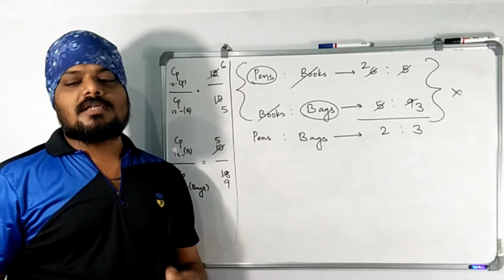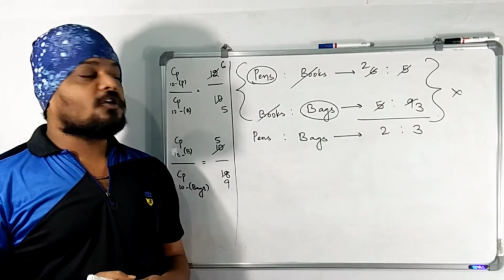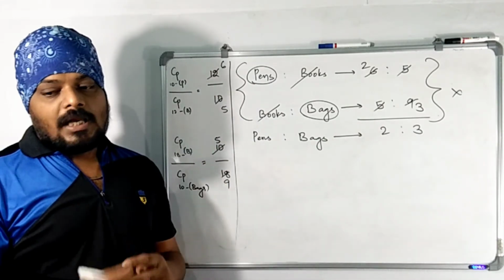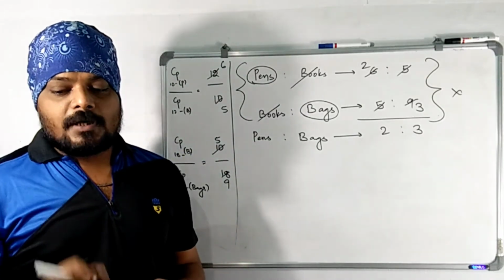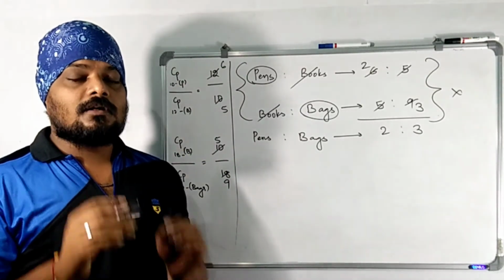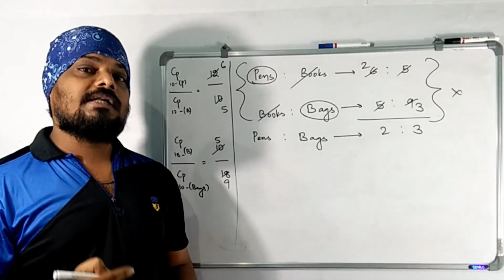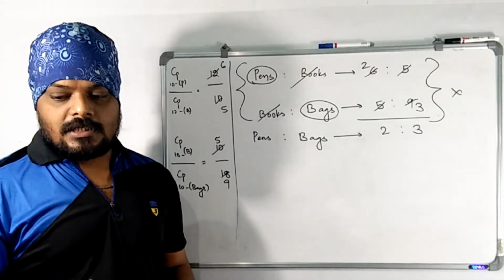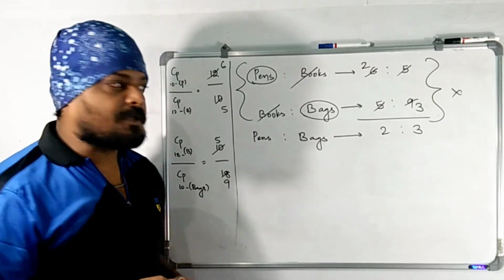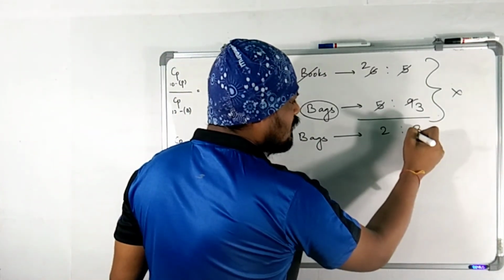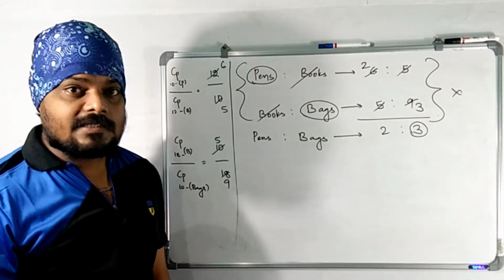In the last condition he is comparing pen and bag. So these are the cost prices of pens and bags, not selling prices. See the next condition of the question: the loss percentage on bags is 33.33 percent. This is the cost price of bag, isn't it? The cost price of bag is 3.